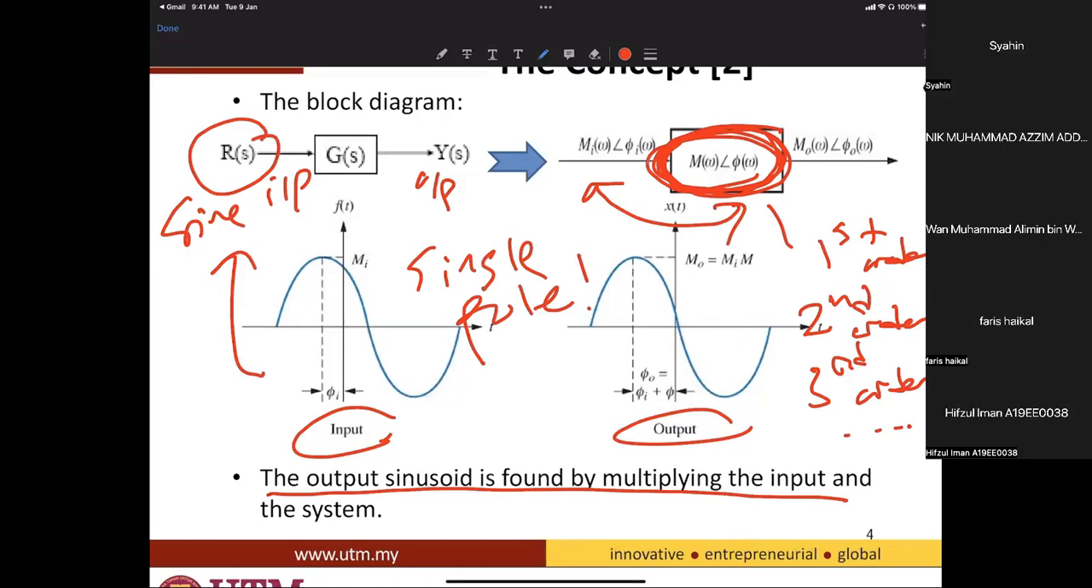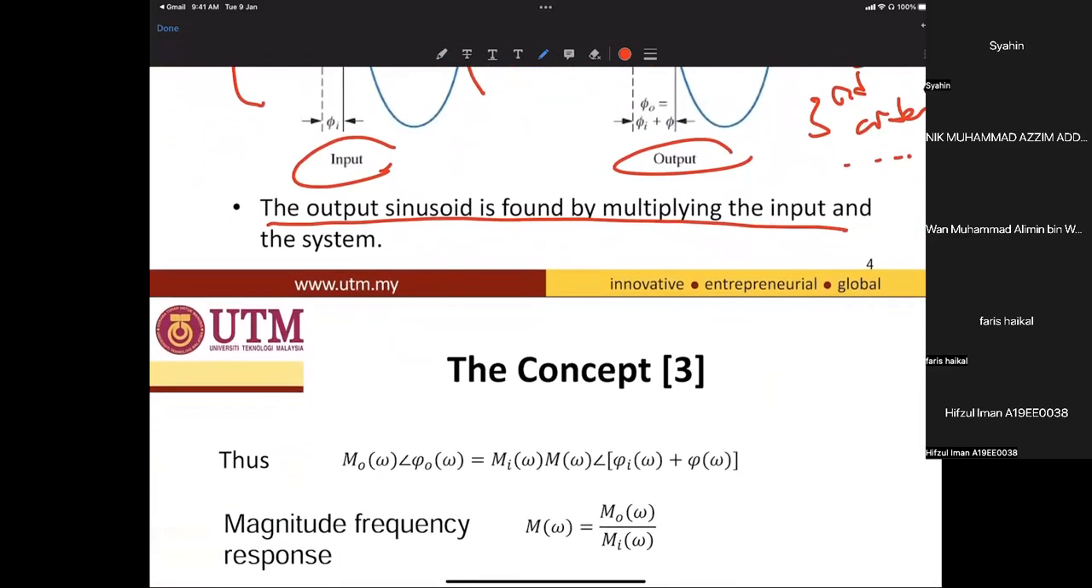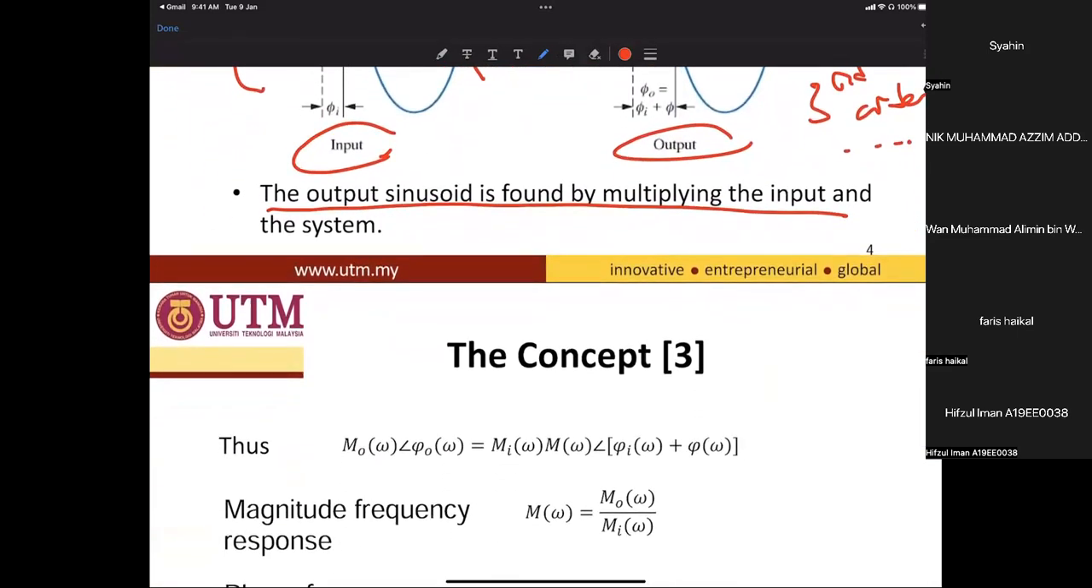Liana Camelia. Yes, Prof. What is the definition of second order system? System that has two poles. Two poles. Ni Muhammad. Hello, ya, Prof. Selamat Raya. Selamat Raya. What is the definition of third order system? System that has three poles, or the denominator is S cubed, right? S cubed. S cubed.